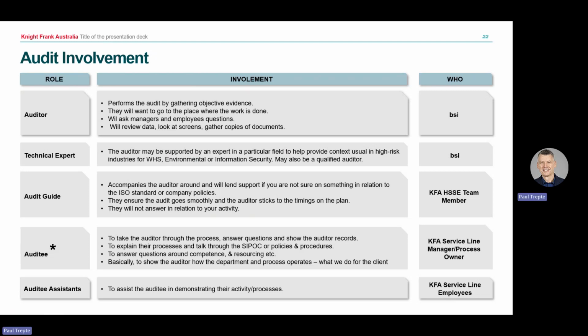Depending on the audit type, they may bring in what's called a technical expert. The auditor is supported by a technical expert, and that's really for them to bring some context in terms of high-risk industries, so around standards such as work health and safety, environmental or information security. Generally, they will also be a qualified auditor, and that used to be my role as a technical expert for health and safety.